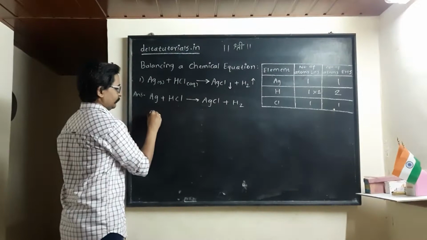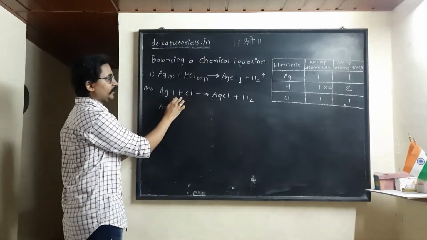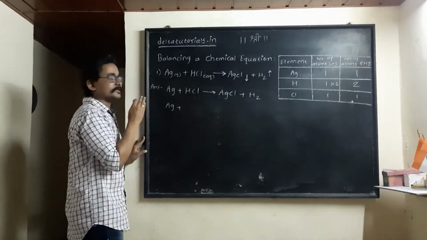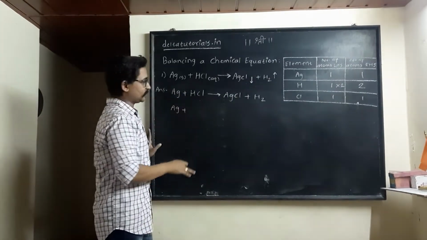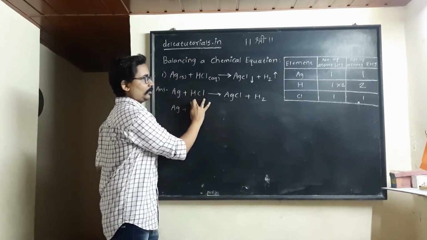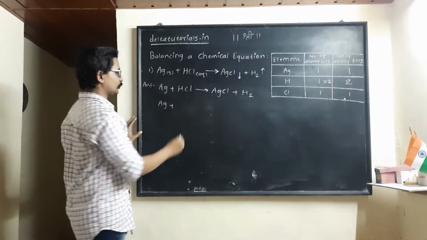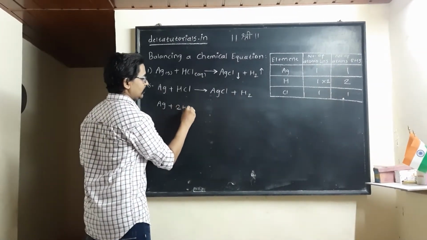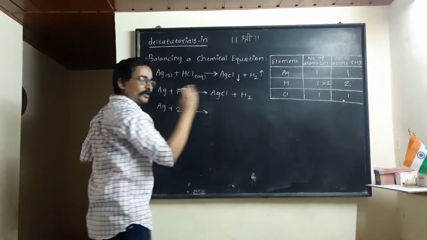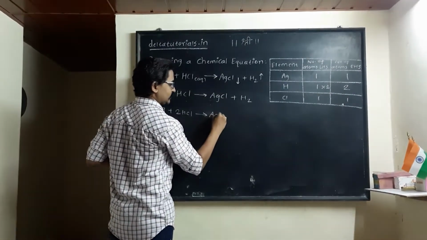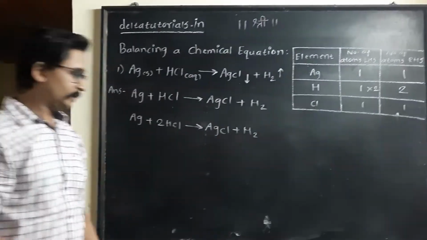So Ag plus, we need to make 2 atoms of hydrogen. So we will write 2 before hydrogen. It is called a prefix. We cannot write 2 in the subscript because the chemical formula, or you can say the molecular formula, of that particular compound should not be changed. So we are going to write 2 HCl over here. The right hand side will remain the same as we are doing the change only on the left hand side. So AgCl plus H2.